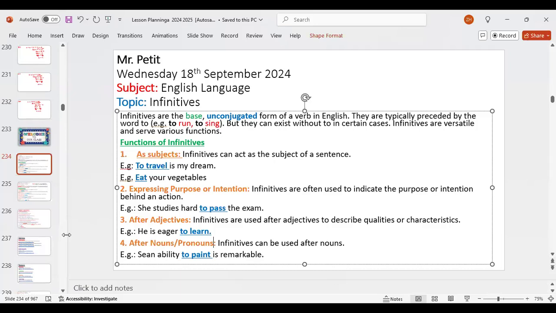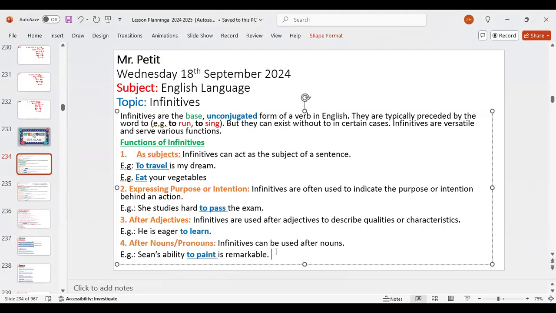For example, Sean's ability to paint is remarkable. Very good. I realize I put a pronoun because his is a pronoun, so it could be used after pronouns or nouns. So you could say his ability or Sean's ability or her ability. Shouldn't it have an apostrophe s by Sean? Yes, Sean's ability. Thank you. To paint is remarkable.